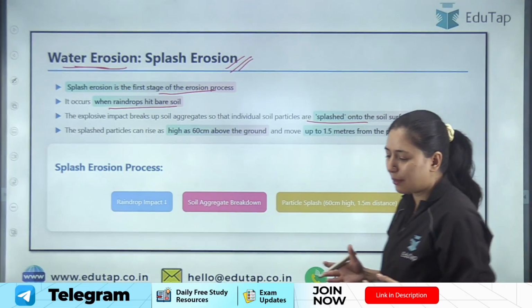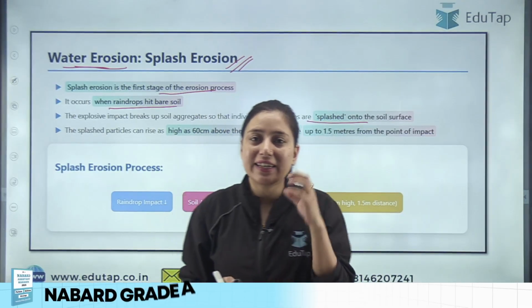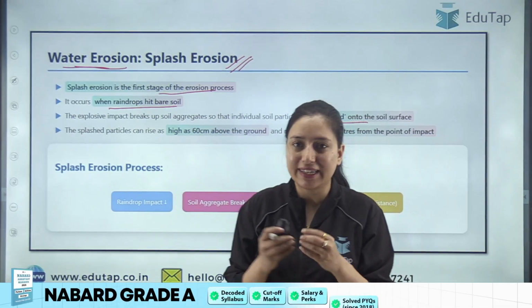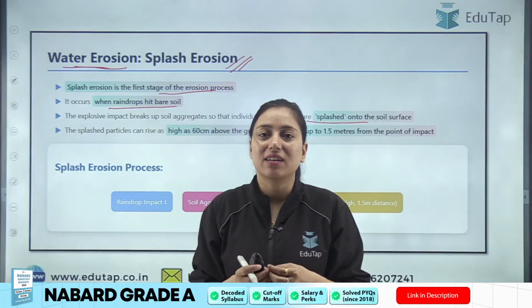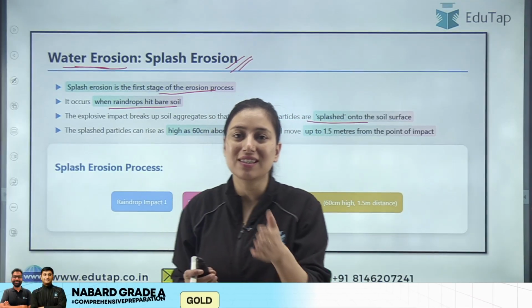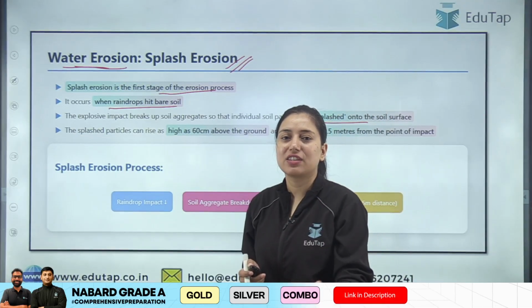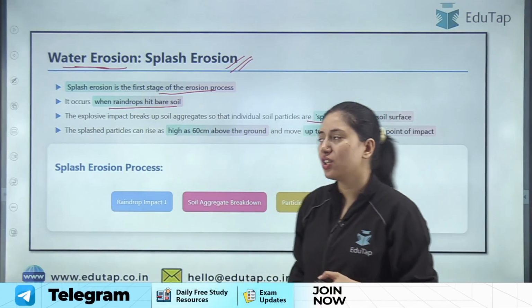So basically, what happens here, due to the impact of raindrop, when it hits the ground, the soil particles get detached and get free from the soil surface and become prone to erosion. So this is the splash erosion. Clear? Rainfall के hit करने के वजह से जो erosion होता है, that is splash erosion.